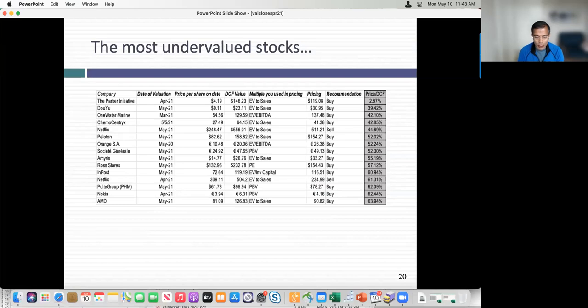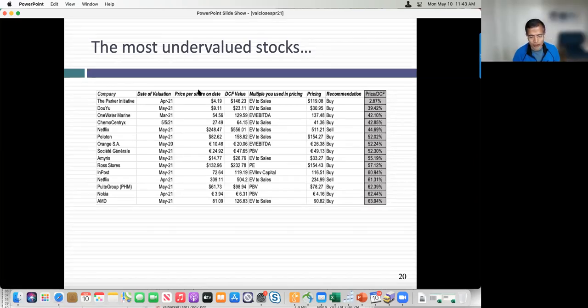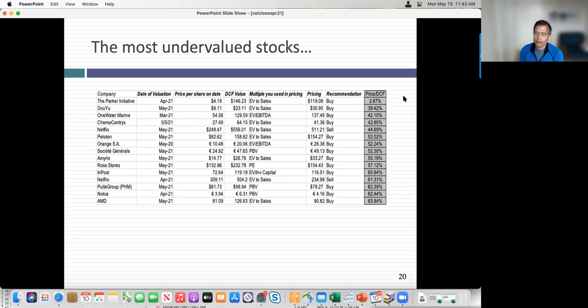The most undervalued stock was, I don't even know what this is called, the Parker Initiative. Does anybody know it? No. Who did that? It's a private company. Okay, let's take that off the list. And so there is no price. So what did you use as the price then? I tried to find out what the actual equity value was in my DCF, and I used that as my price.